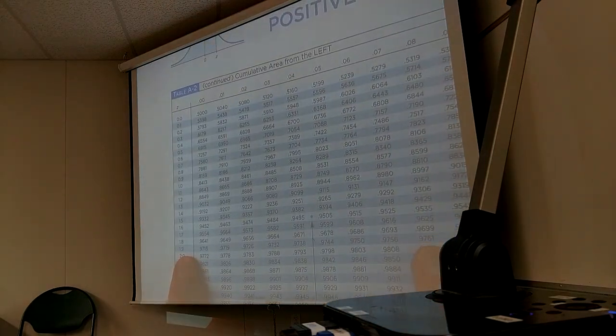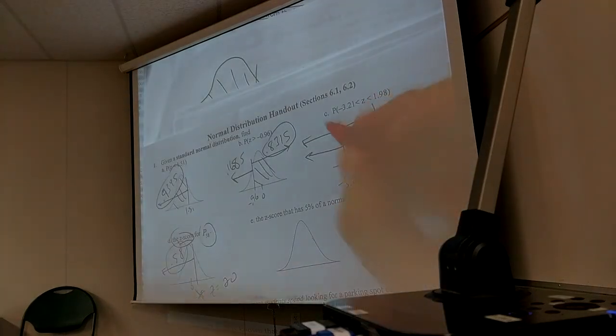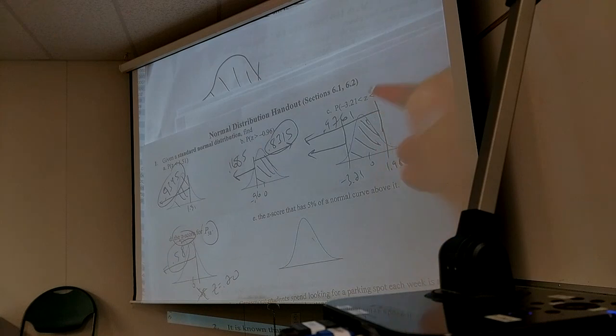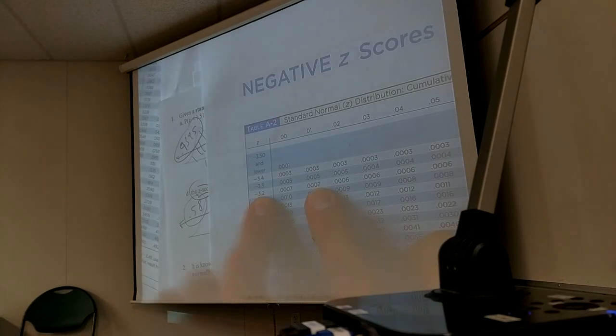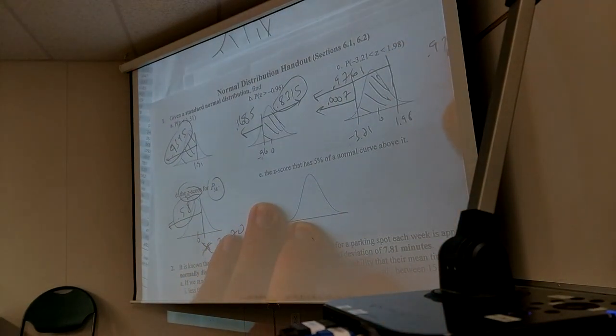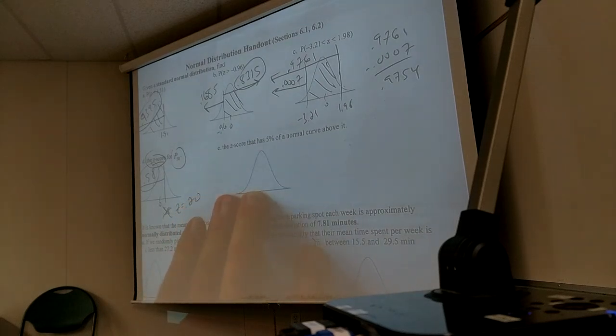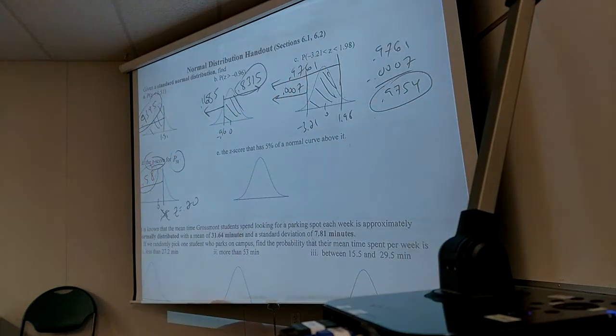Yeah, 1.9. Ooh, there's all kinds of stuff. Yeah, 9761, 1.98. 9761, so that's 0.9761. When you look at negative 3.21, .0007. I like it. So when you subtract those, .9754. I like it. Which we should expect. It's a huge chunk of the whole picture. It should be a huge percentage.